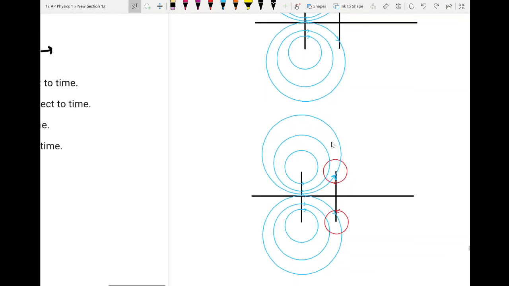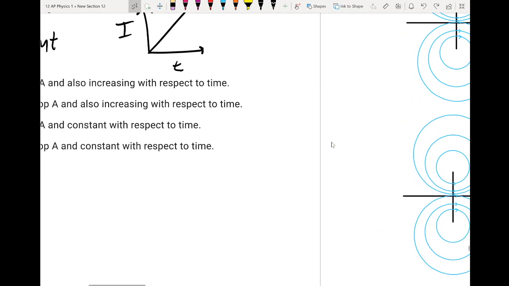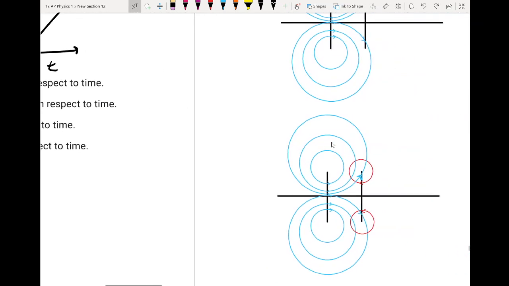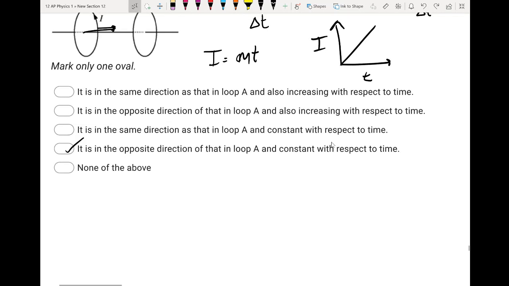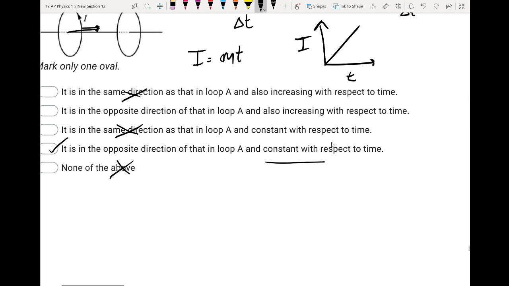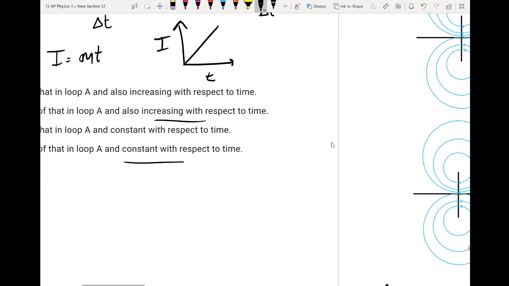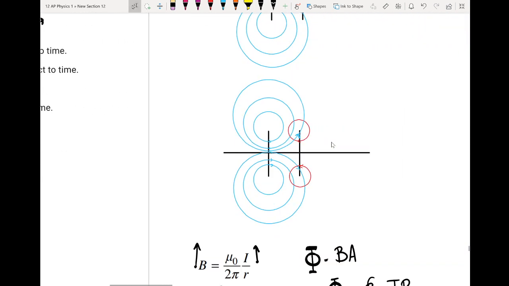So then if we do our right-hand rule, we see, okay, if we want our fingers to wrap in that direction, then our current has to be going in the opposite direction. So we definitely know that our answer has our current going the opposite direction to induce that oppositely facing magnetic field. So we know it has to be the opposite, then we just have to think, is it going to be constant or is it going to be increasing with time? And that's where it starts to get tricky.